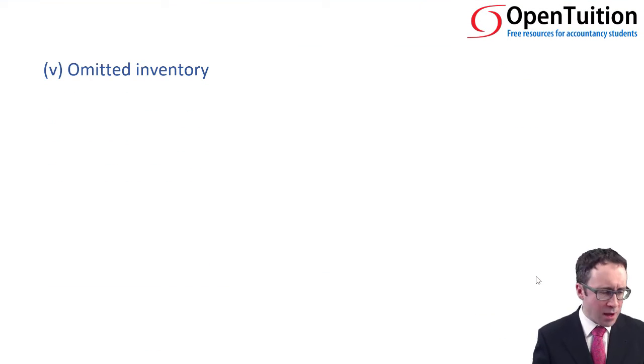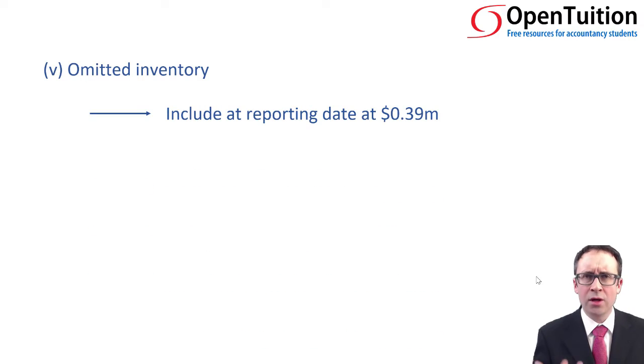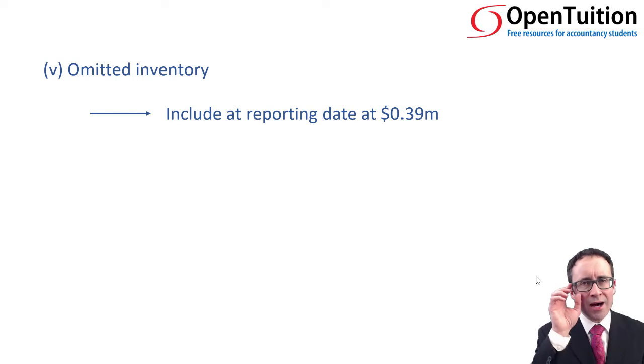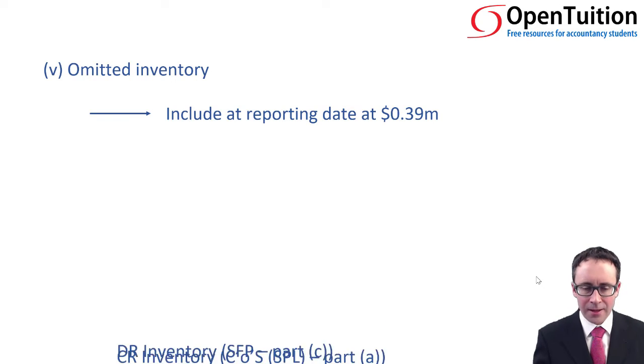Omitted inventory, that's Part 5. It says it has been discovered that inventory totaling $0.39 million has been omitted from the final inventory count in the above trial balance. Well, if it's been omitted, we need to include it. So we need to include it at the reporting date at 0.39 million. To you and I, 390,000. So just be careful, because everything we're working at is in round thousands. So it's 390, isn't it?